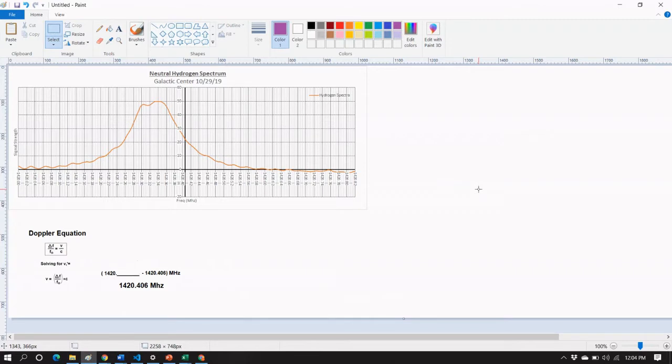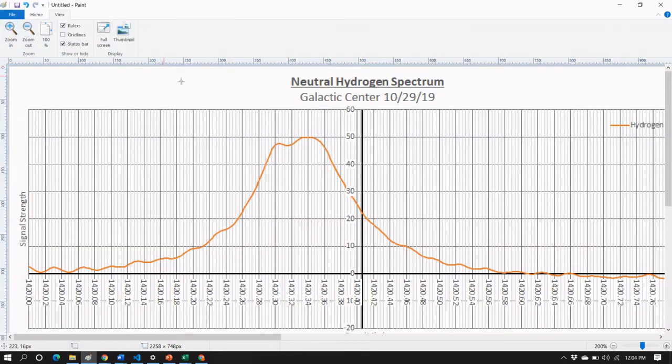This is not one of the 6, this is a different spectrum that was taken of the center of the galaxy from October 29th, 2019. We can see the date right up in there. And the Doppler effect equation that they'll be using is copied here from the activity. So let's zoom in a little bit and figure out what we need to do.